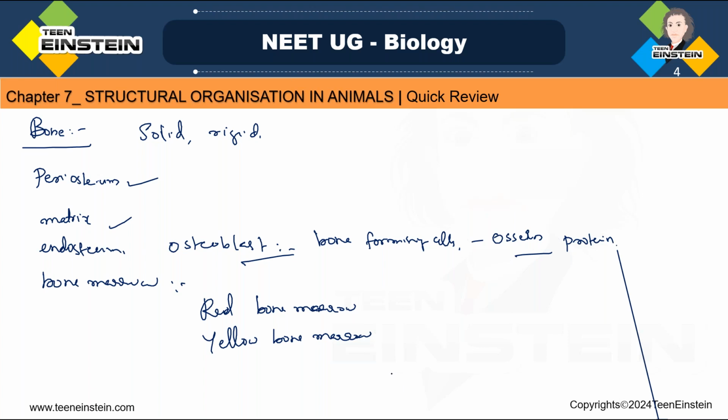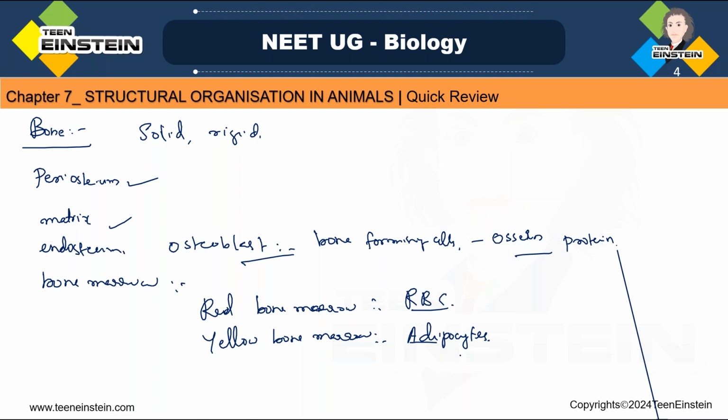Red bone marrow, this is active tissue which is present in the spongy parts of bone, and that is red due to the presence of RBCs. In red bone marrow, why it is red? Due to the presence of RBC. And at the same time, yellow bone marrow is a passive tissue, and that will be present in the shaft of bone. Which one? Yellow bone marrow will be present in the shaft of bone, and that is yellow due to the presence of adipocytes. Okay. So red bone marrow due to RBC, yellow bone marrow due to adipocytes.